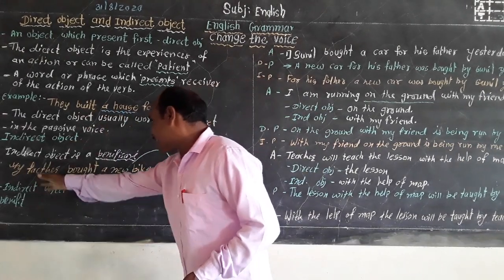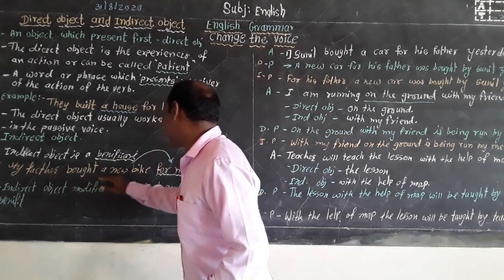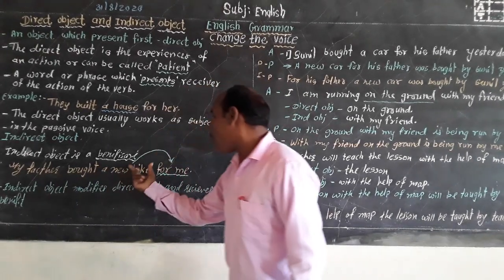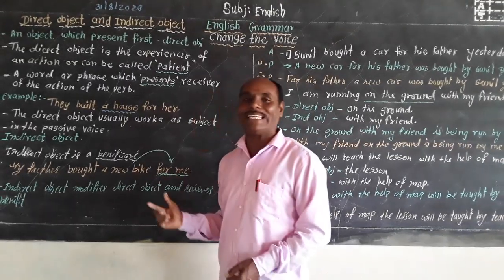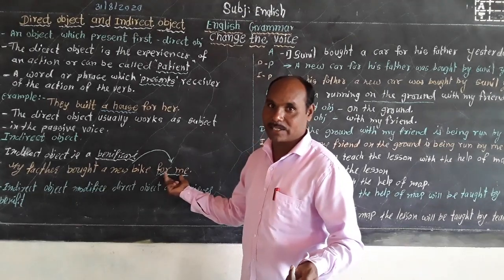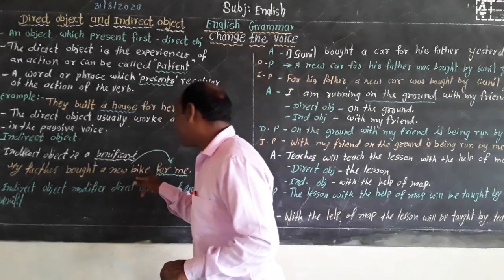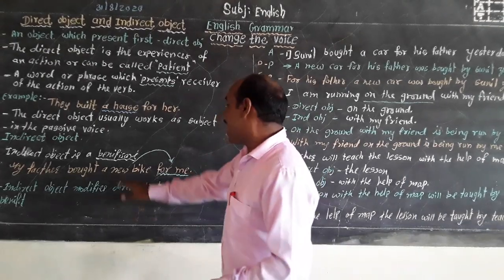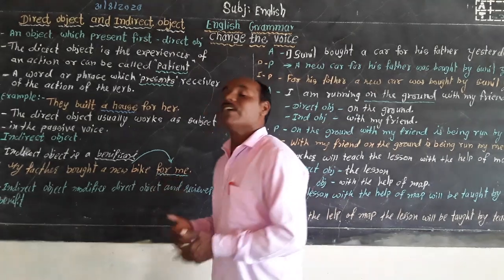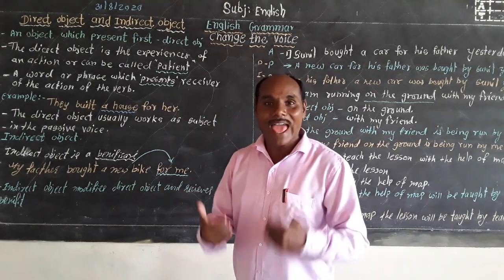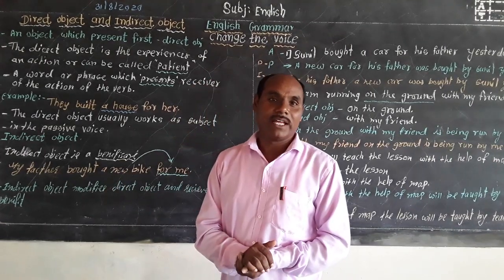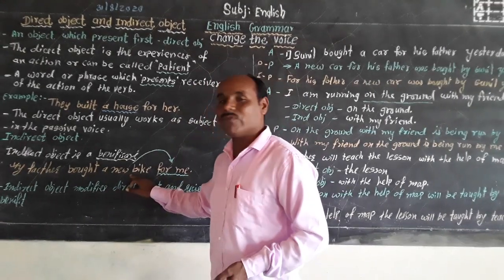By this sentence you come to know: my father bought a new bike for me. A new bike is modified because of "for me", which is object number 2, or the indirect object, and that's why a new bike is the direct object. For whom? If I ask the question for whom, the answer will be for me. That means I am the beneficiary of the object.